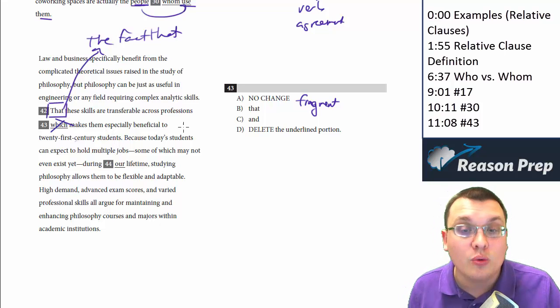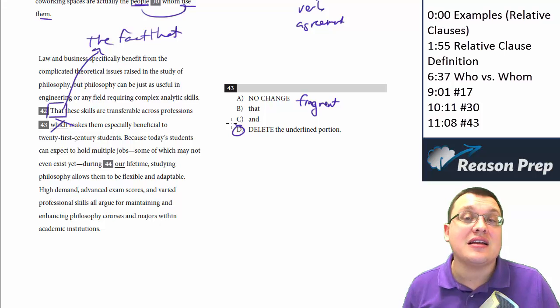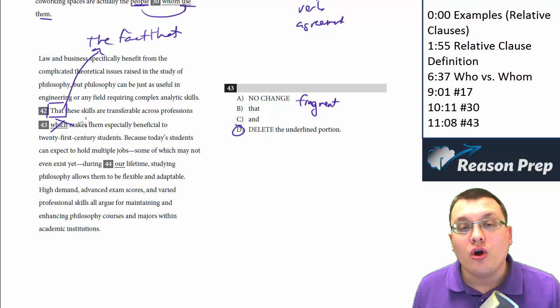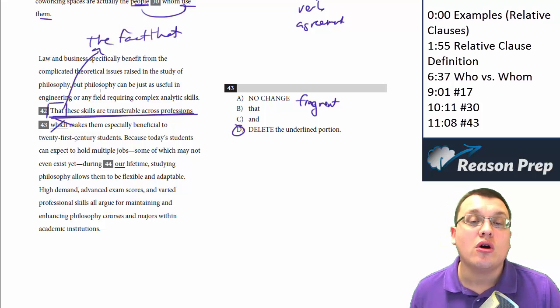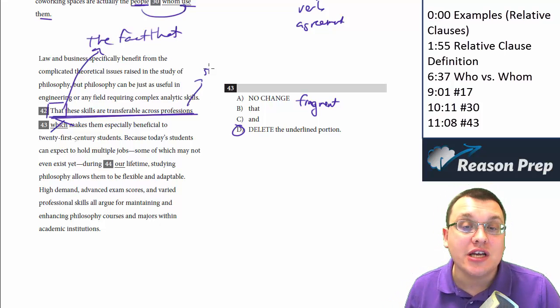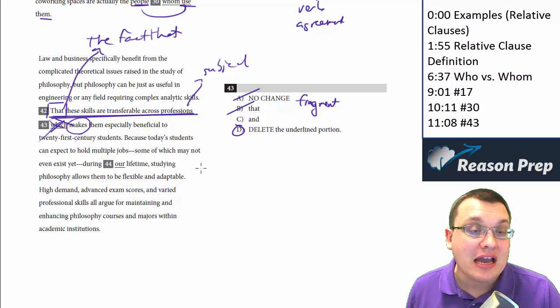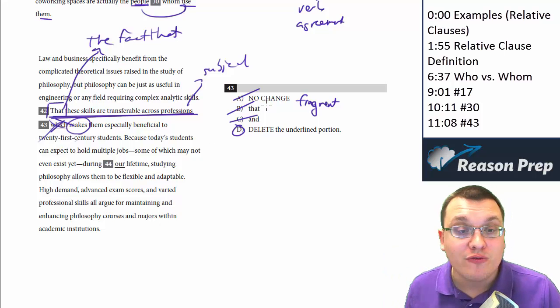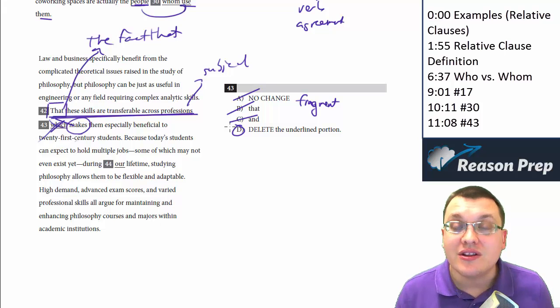So in fact, if we delete the which, as we would do in choice D, we get rid of this fragment problem. And we talked about this before in the previous sentence. One of the things we could do to fix it is delete the relative pronoun in order to make it a complete independent clause. So here we would say that these skills are transferable across professions, makes them especially beneficial to blah, blah, blah. This whole clause, which we can also read as the fact that these skills are transferable, is basically the subject of this verb makes. So we don't need the which there because the which causes a fragment. That would cause a fragment in the same way, as we've seen before, because we don't actually have a verb that this connects with in the previous part of the sentence. So the only one that works here is D. We delete it, and everything works great.